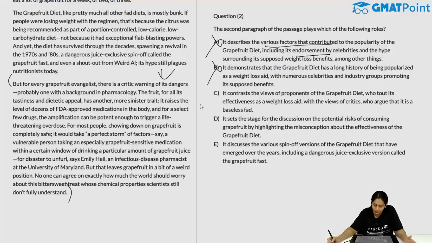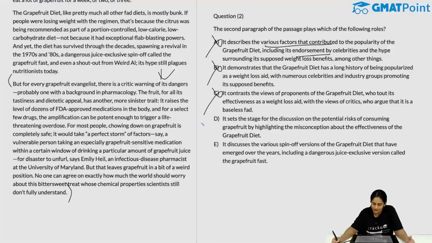It contrasts the views of proponents of the grapefruit diet who tout its effectiveness as a weight loss aid with the view of critics who argue that it is a baseless fad. It doesn't really contrast the views. It basically mentions, and it is not saying that, okay, A says this, B says this. The author says that he debunks it completely. So it's not that he is contrasting, saying, okay, these voices are against. He basically mentions that certain celebrities endorse it. It has the endorsement of the citrus industry, but it is a useless, ineffective fad as such. So C is also not correct.